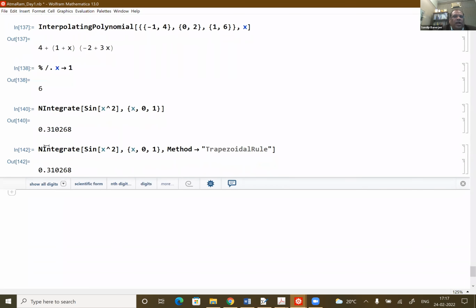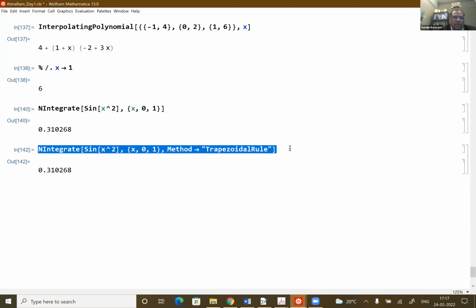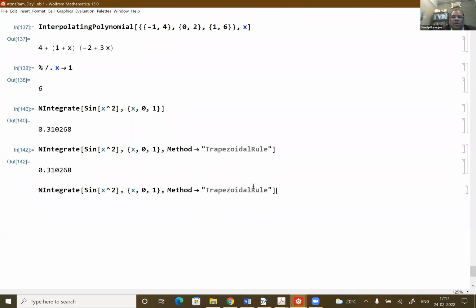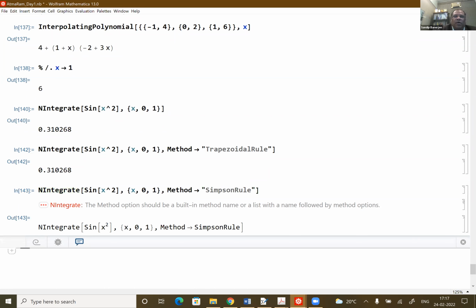Trapezoidal. Let's see if there is something for Simpson's. I don't think so, but let me find Simpson. I don't think it will work. It's not there. Simpson's rule is not there. Any questions? No.